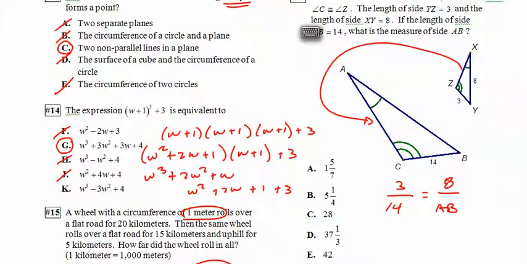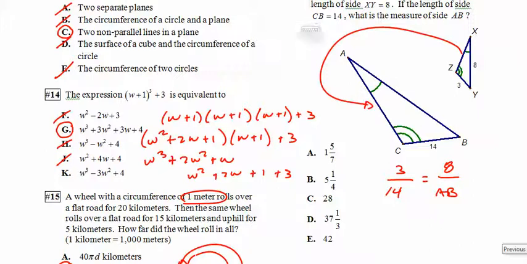Cross multiply and divide by 3. So we get 3AB equals 8 times 14. Divide by 3, divide by 3. And I get 37 1/3, which seems reasonable.